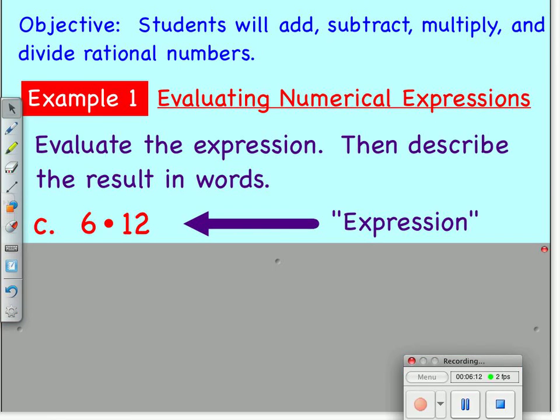As you can see, we are still working on example 1. We've moved on to letter C now. So the next expression we're working on is 6 times 12.